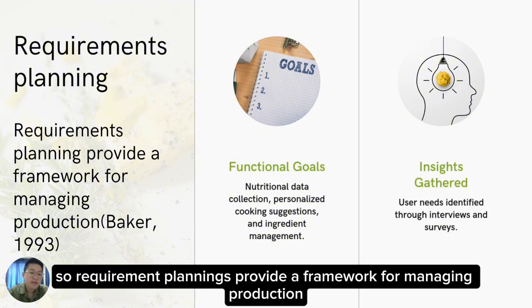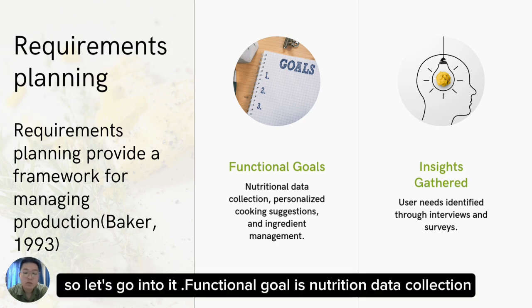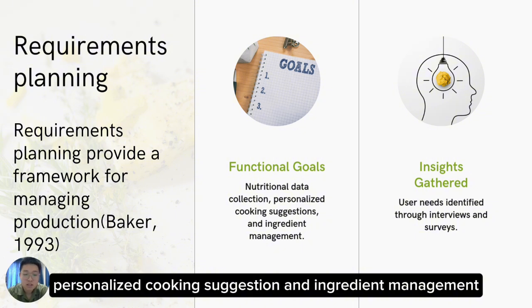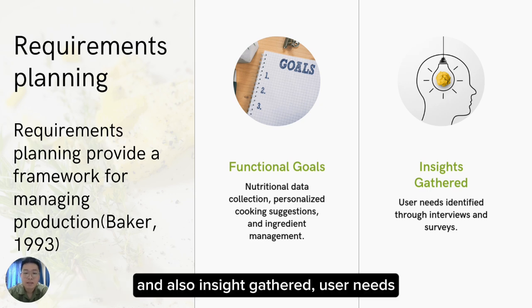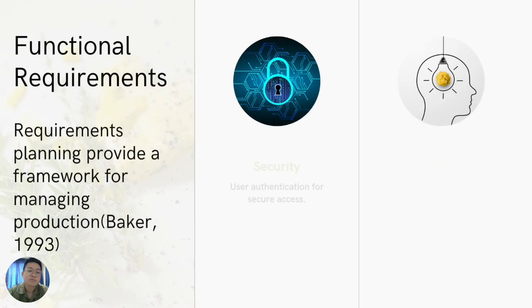So requirement planning provides a framework for managing production. It's also cited from Packer 1993. So let's go into it. Functional goals are nutrition data collection, personalized cooking suggestions, and ingredient management. And also insight gathering, with user needs identified through interviews and surveys through Google Form.